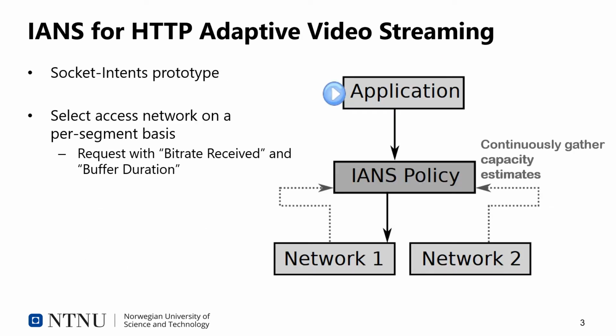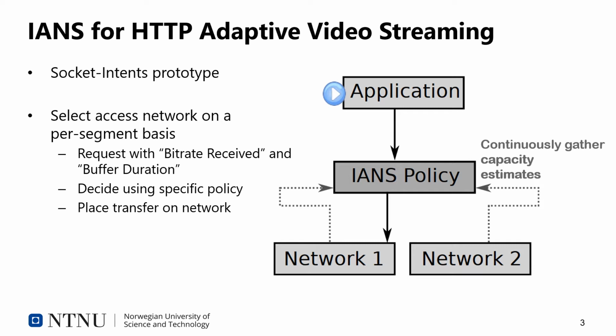So, how shall IANS work for HTTP adaptive video streaming? Firstly, we use the socket intents prototype to enable applications like a video player to express intents when establishing a network connection. The prototype defines a set of specific intents which can be used to express application needs. In case of HTTP adaptive streaming, the best suitable access networks are selected on a per segment basis. For each segment, the video player application communicates the size of the selected segment, that's the intent bitrate received, and the current buffer status via the intent buffer duration.